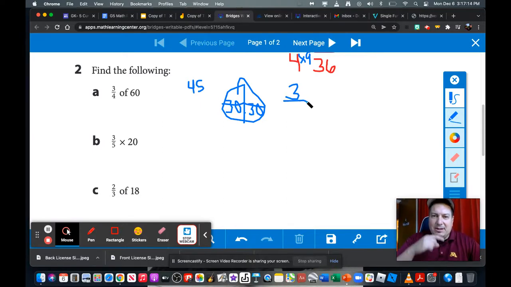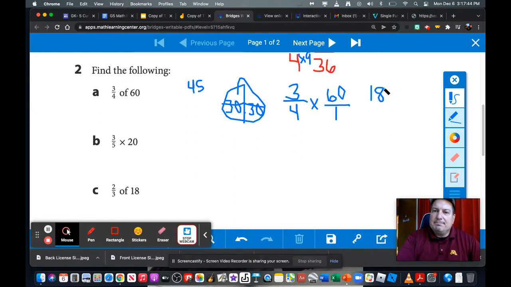Now this might make you kind of go 3/4 and 60. But remember, 60 is the same as having 60 over 1. It is the same. 60 is also 60 over 1. It's just another way of writing it. We're going to make this a multiplication problem. When you multiply, you get to go straight across. 3 times 60, well, 3 times 6 is 18. 3 times 60 would be 180. 4 times 1 is 4.